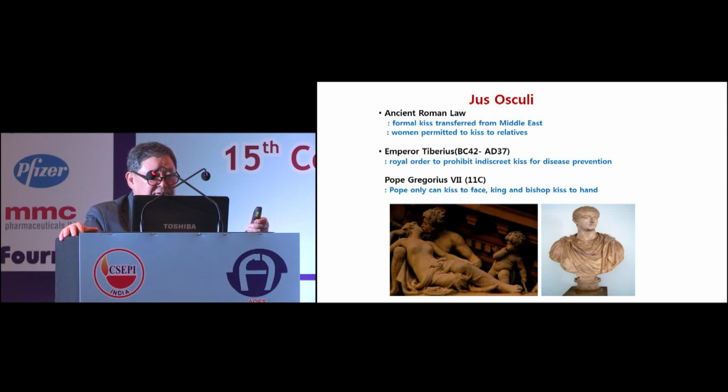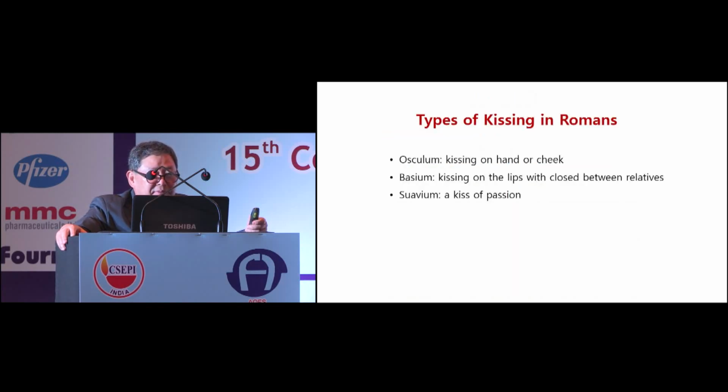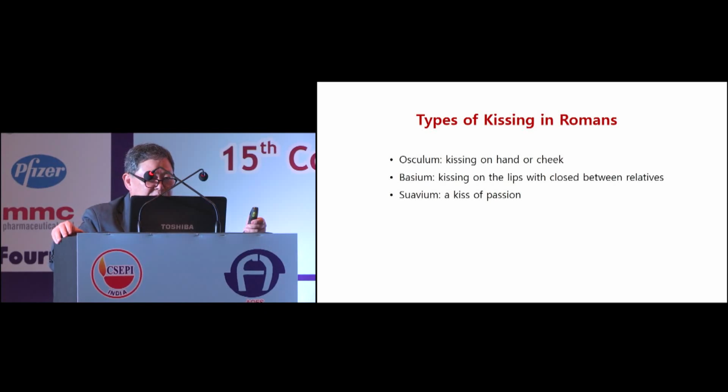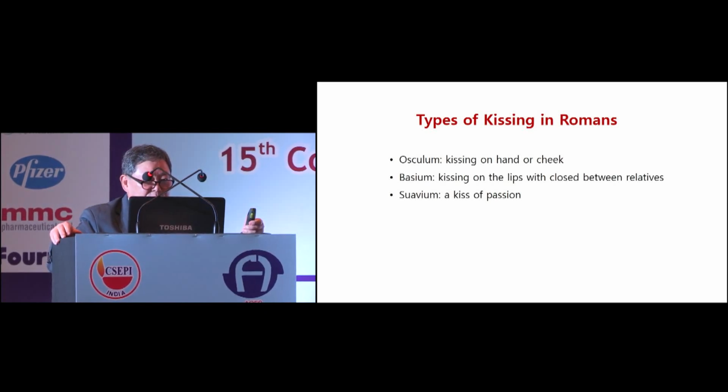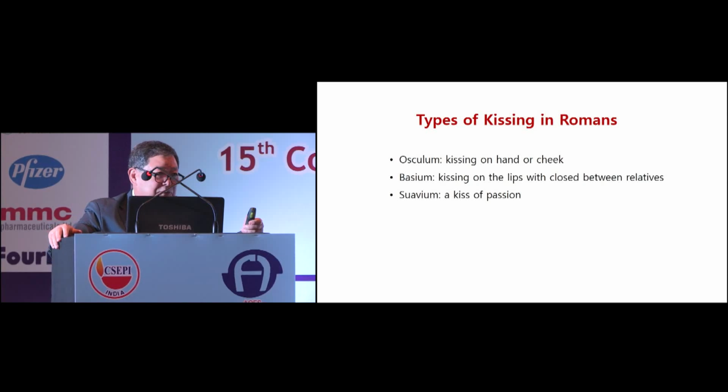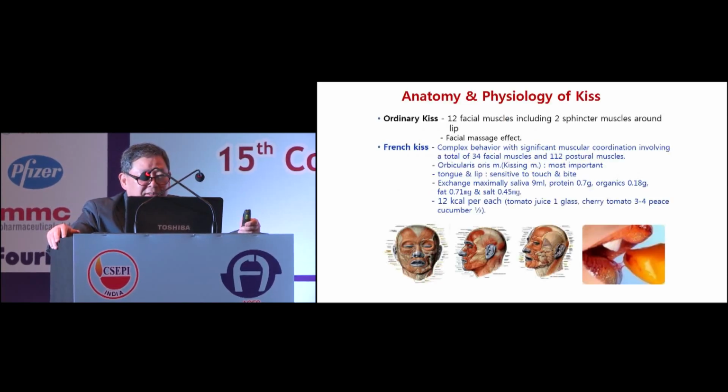At first, under Pope Gregorius VII, the Pope could only be kissed on the face. Kings and bishops could be kissed only on the hands. In the Roman period, they also classified types of kissing with very unfamiliar names, osculum, basium, suavium, according to the kissing position on the body.